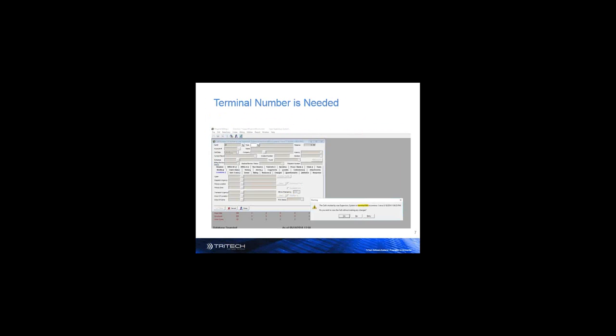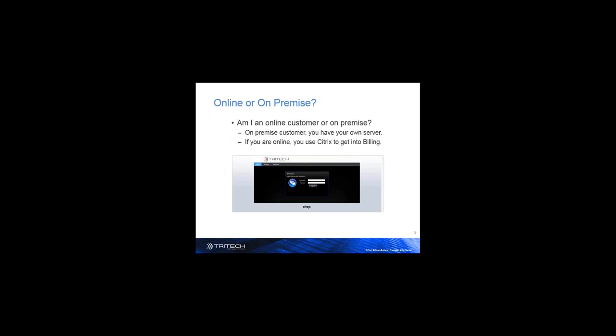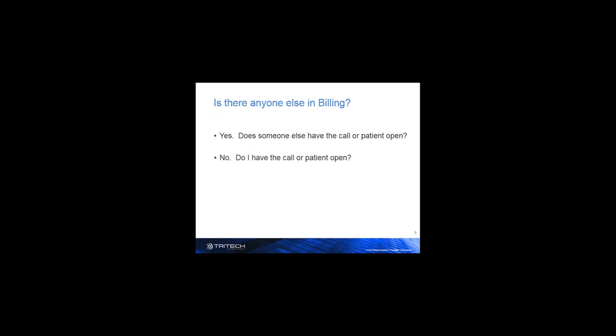And then the next question that you're going to ask yourself once you have that terminal ID is whether you're an online customer or an on-premise customer. There is a huge difference there when we're trying to unlock these calls. If you're an on-premise customer, you have your own server, and we would have to log into your server to unlock it. But if you're an online customer, you use Citrix to get into billing, and this is what our Citrix box looks like. So that's something to keep in mind when you do call in if you have to.